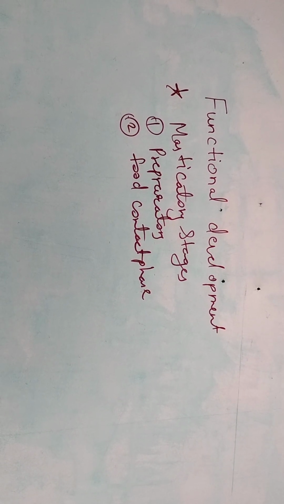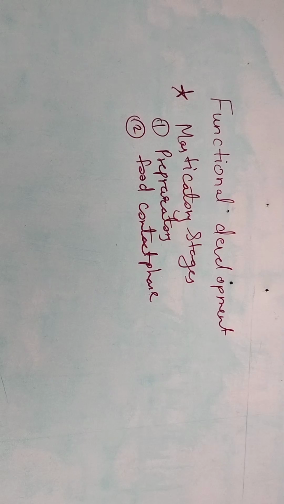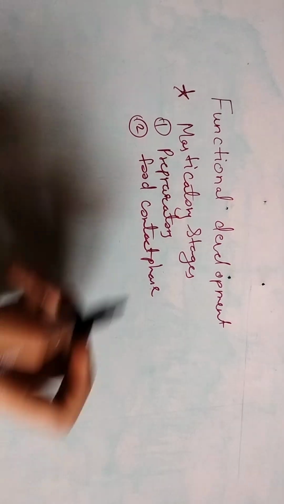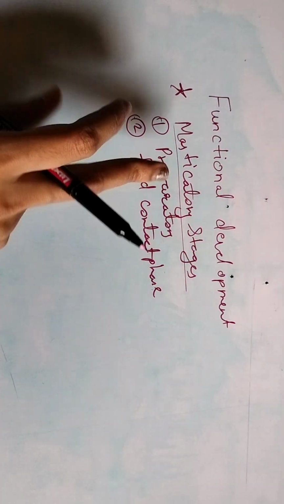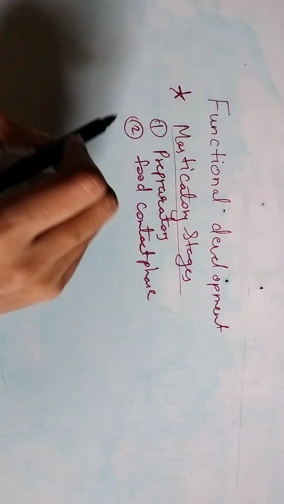Hello everyone. Today we are going to discuss functional development, part 3, orthodontics. Our first entity is the masticatory stages. There are six stages of mastication, also known as chewing.